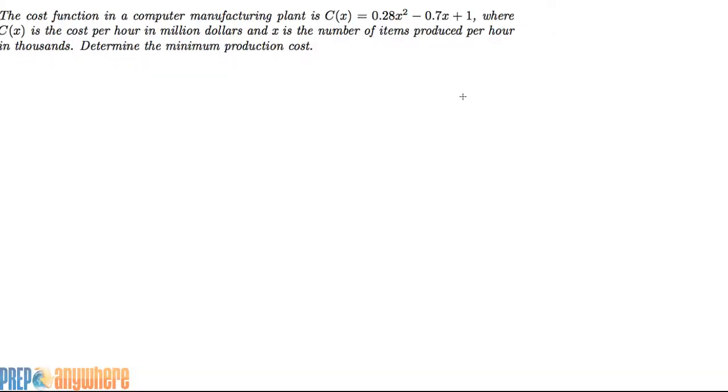Okay, the cost function in computer manufacturing plan is this. C is a function of X. So C represents the cost in millions of dollars, so 1 represents $1 million. And X represents number of items. So this function, if you put in here for X how many computers you're producing, it tells you exactly how much that will cost. How many items produced per hour, sorry, to be a little bit more specific.